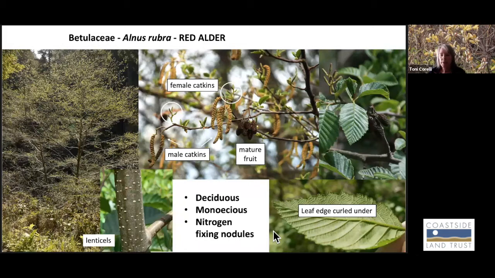Another adaptation is that this tree produces nitrogen fixing nodules on its roots that make nitrogen, an essential element for plant growth, available to the plant. And the nitrogen-rich leaves that litter the ground and fall enrich the soil with nitrogen, making these trees grow quite quickly.